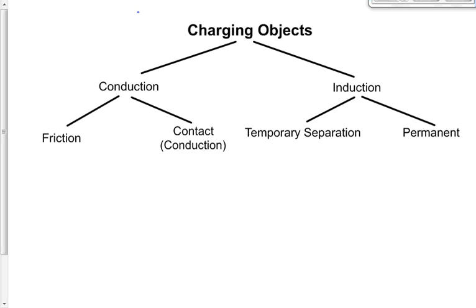So we learned about two ways to charge objects, two ways to give an object either a negative charge or a positive charge, more electrons than protons or more protons than electrons. Those two ways were conduction and induction.